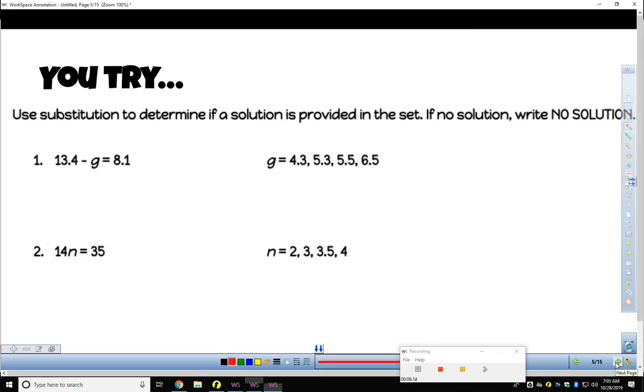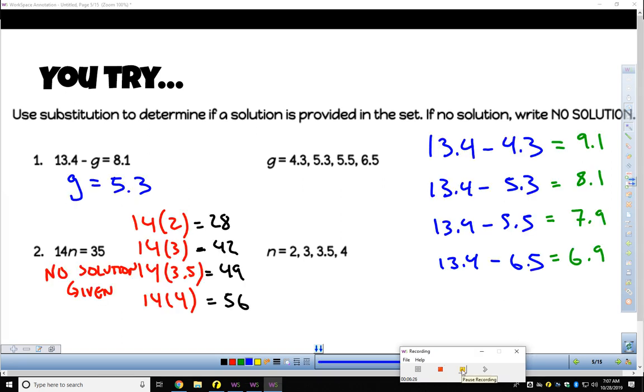All right. Why don't you pause the screen and try these? There are two equations here, and then there are a set of values provided. For problem 1, I wrote in blue. You'll notice I just set up each of the possible solutions. I just substituted those values in where I saw a g, and then I solved. There was one when g was 5.3 that made this equation true.